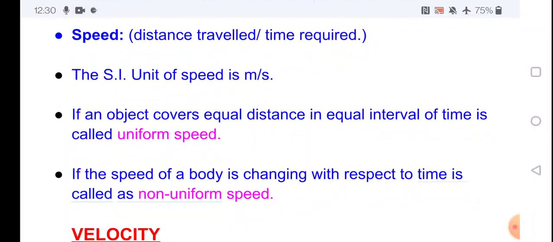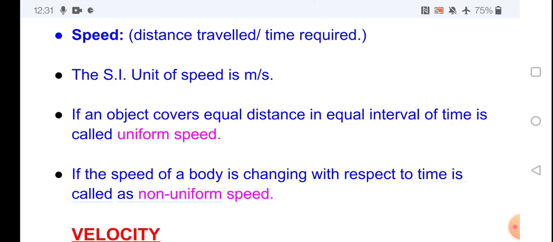What do you mean by uniform speed? If the object covers equal distances in equal intervals of time, it is called a uniform speed. That means if a vehicle is moving with a constant speed, it is a uniform speed. That means the vehicle covers equal distance in equal intervals of time. For example, if it covers 30 kilometers in 1 hour and again covers another 30 kilometers in 1 hour, in that case we call it a uniform speed.